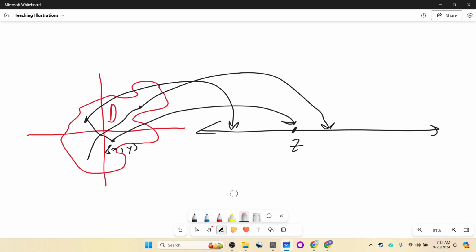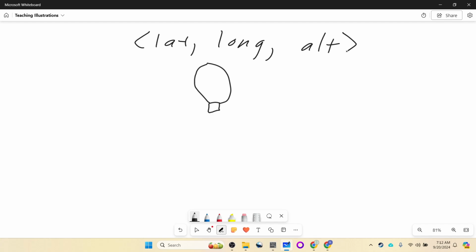A 3-dimensional example, appropriate to Albuquerque, would be a weather balloon. If we have a balloon up in the air, and we say we're inputting latitude, longitude, and altitude. Those would be 3 inputs, and the output would be temperature. So we're saying go to this point in space, x, y, z, and record the temperature. That is a function of 3 variables. The inputs are 3 components, and the output is the temperature.